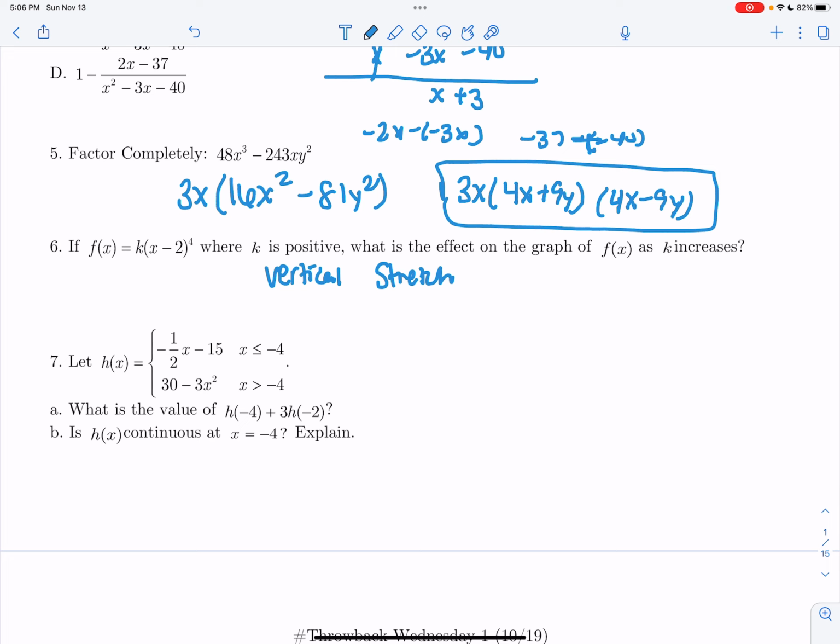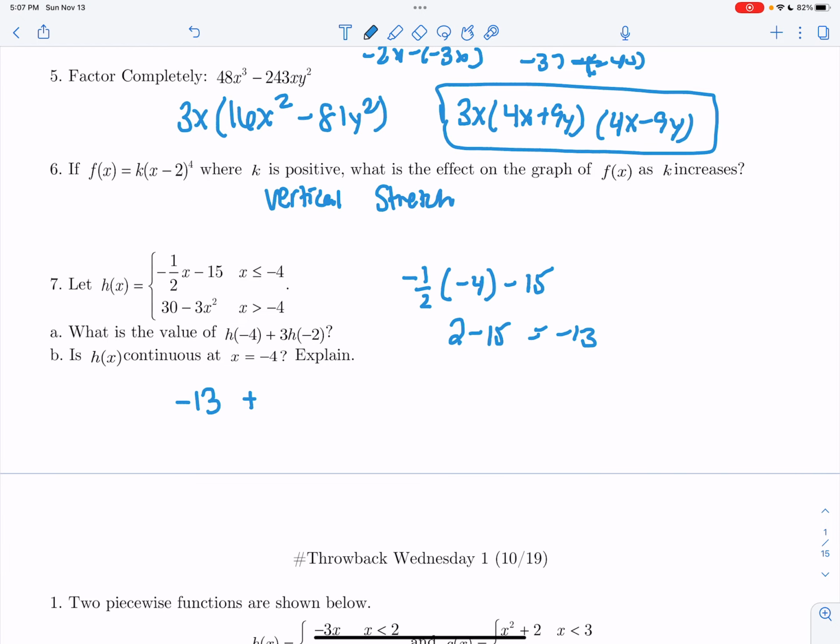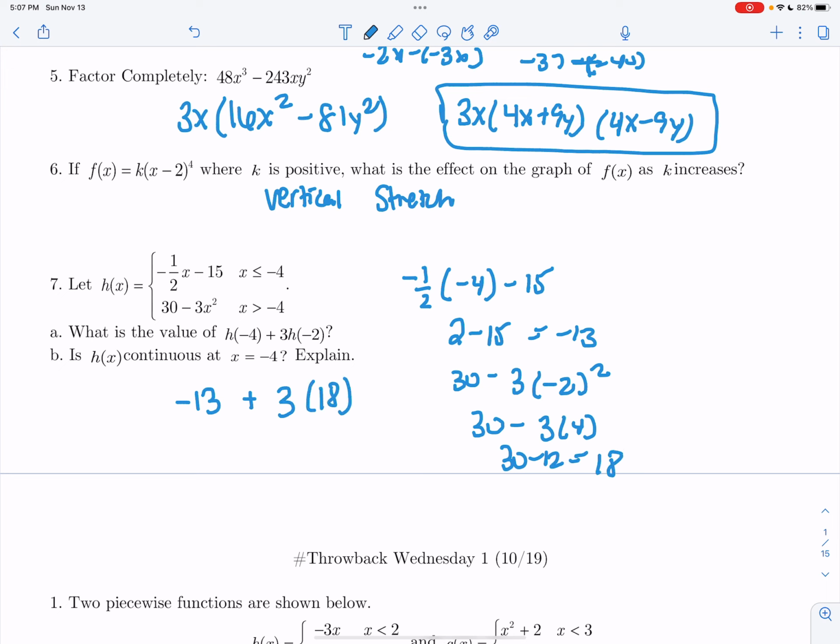So I'm going to find h of -4, and I'm going to plug it into the top function because that's what it satisfies. That's going to give me negative 13. And then I'm going to plug in h of negative 2, which is the second subfunction. So 30 minus 3 times 4, or 30 minus 12, or 18. So I get negative 13 plus 3 times 18, or 54. 54 minus 13 is 41. So the value is 41.